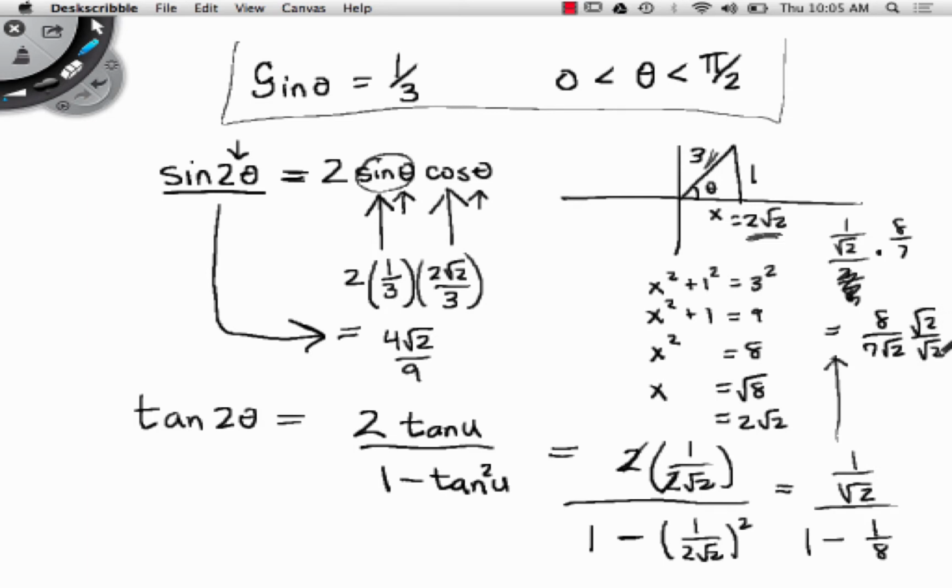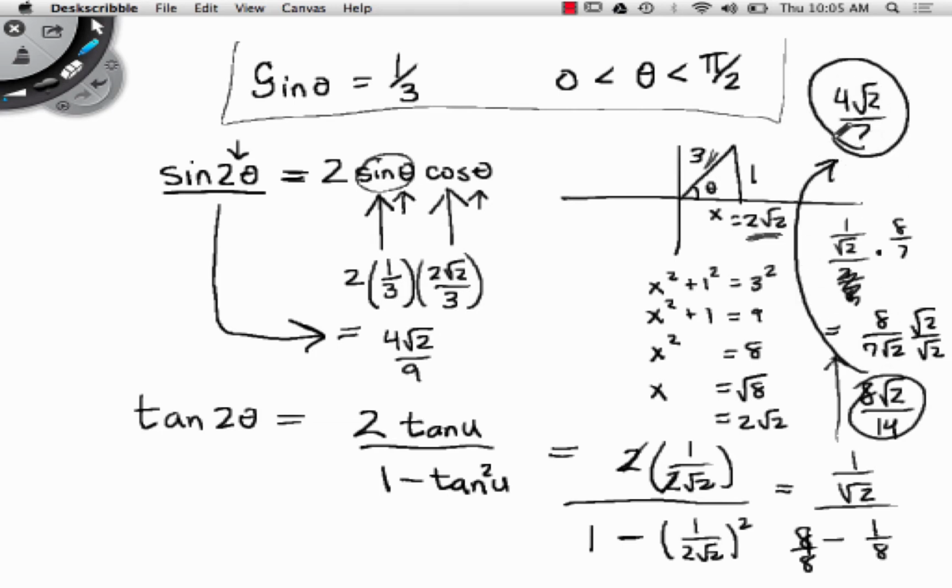Where'd you get the 7? 1 minus 1/8 is 8 over 8 minus 1/8. Okay, gotcha, 7/8. Rationalize this. This becomes 8 square roots of 2 over 14, and then reduce that. 8 over 14 is 4 square roots of 2 over 7. Okay?